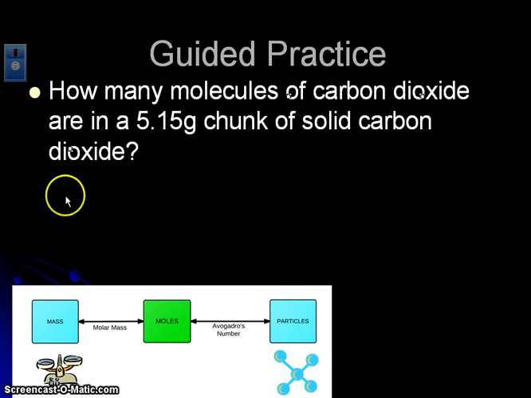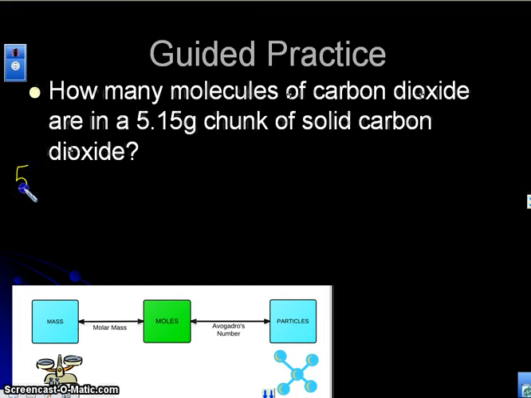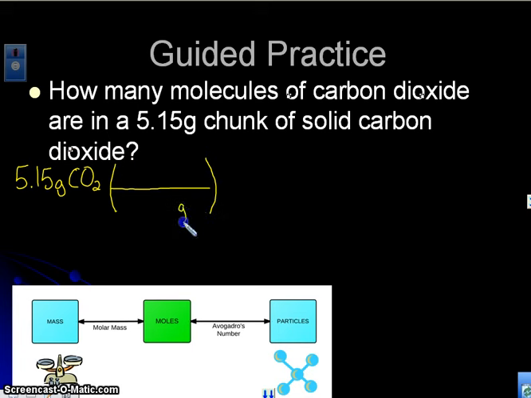So let's set that up. We have 5.15 grams of carbon dioxide. Again, think nomenclature. This is a covalent compound, carbon dioxide, CO2. And the molar mass of carbon dioxide, add up the total of 1 carbon and 2 oxygens. We're going to put grams of CO2 on the bottom, and we're converting to moles of CO2. And the molar mass of carbon dioxide is 44.01 grams in 1 mole of CO2.